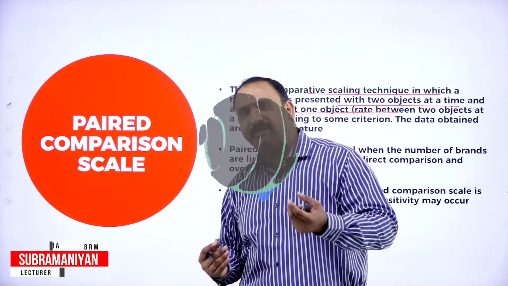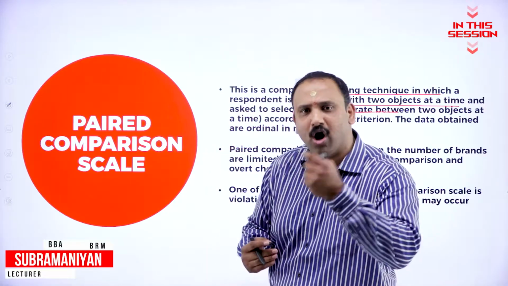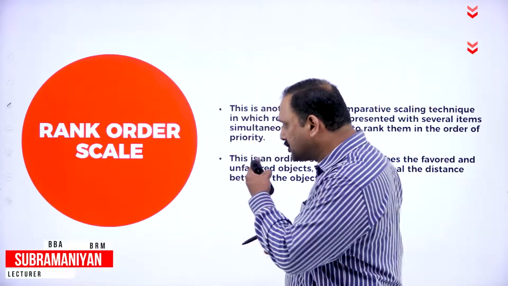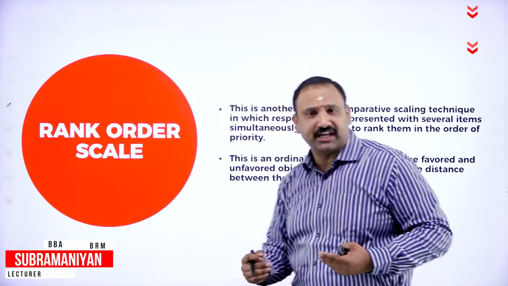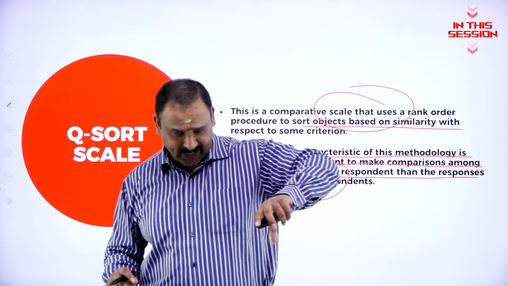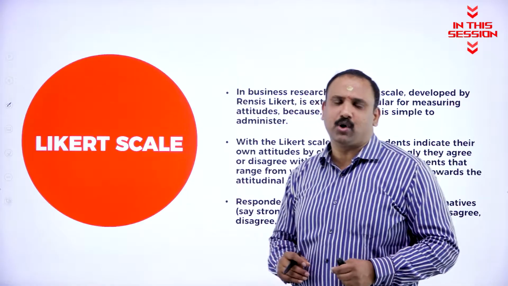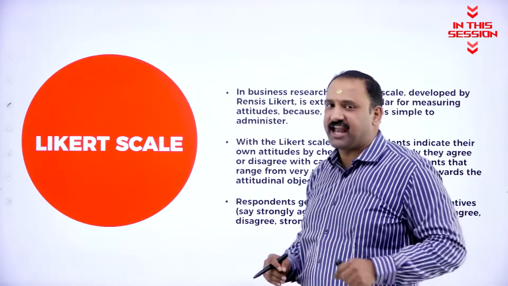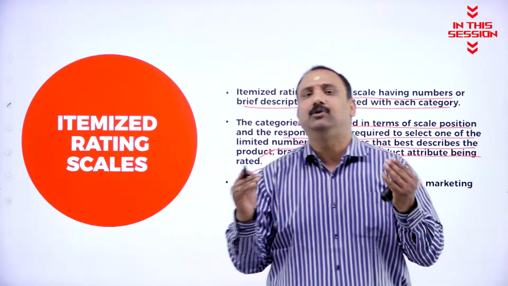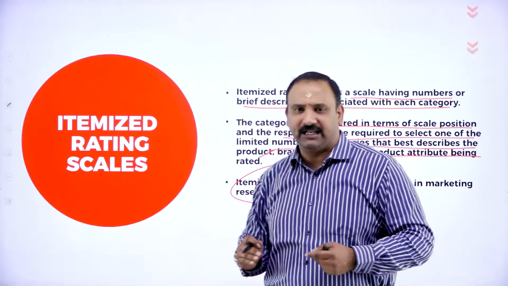So a customer might rate Coke is better than Pepsi, or Pepsi is better than Coke. So the rank order scale. Now this is also a very important scaling technique that we are using. The same product might be rated differently by different people. The Likert Scale, this is one of the most interesting scales.